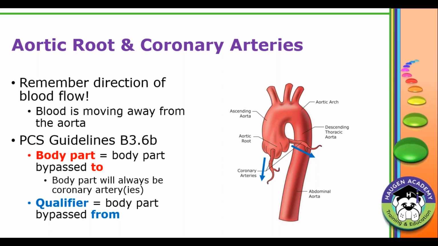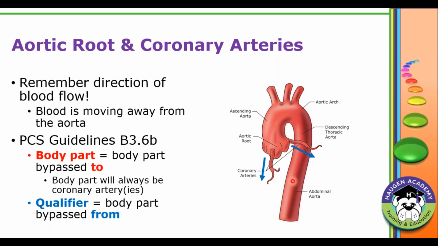So let's talk about coronary artery and aortic root anatomy. And I think this is important to know which way blood is flowing, because that's going to help us, again, to apply those guidelines about the body parts, as well as the qualifiers. So the picture that we have here is the aortic root, and we took the heart out. So you would actually see the heart in here, in this area.